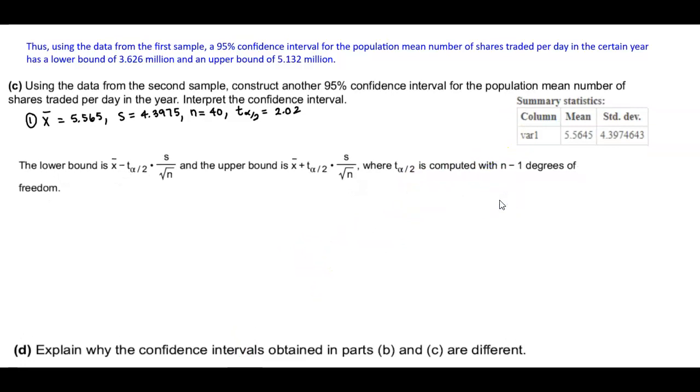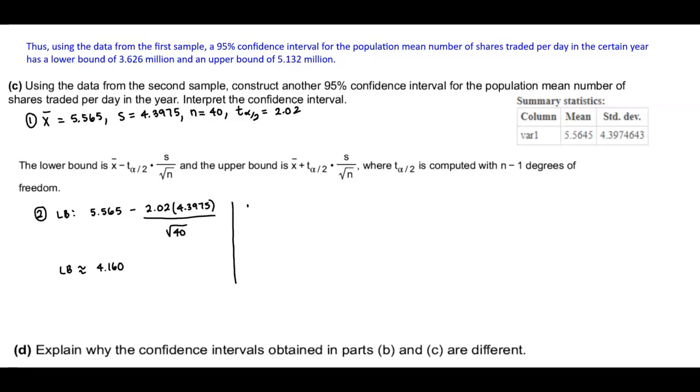If we look for the lower bound, we know it's going to be our sample mean, 5.565. We're going to subtract the critical t value multiplied by the sample standard deviation, and then divide that by the square root of the sample size. When you do that on your calculator, you're going to get approximately 4.160 rounded to 3 decimal places.